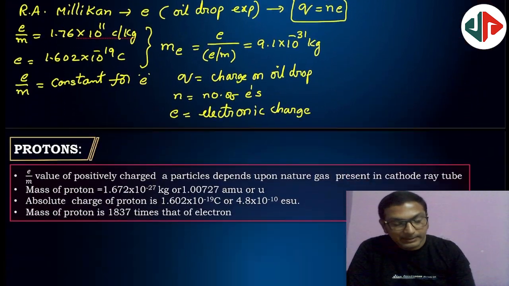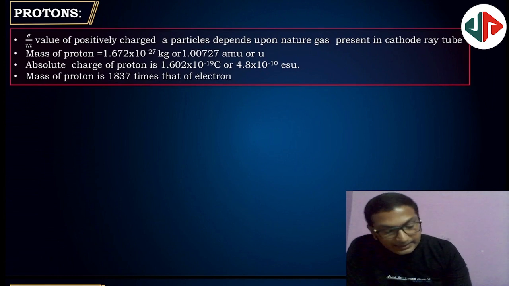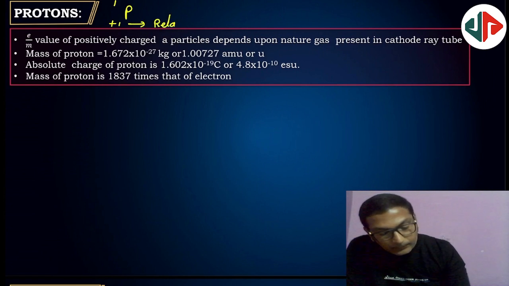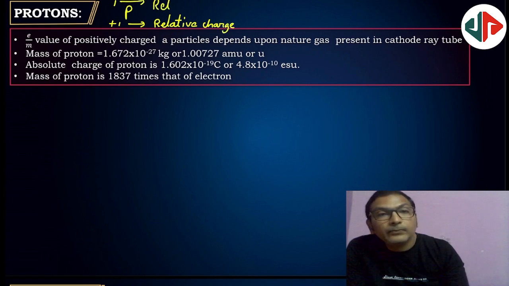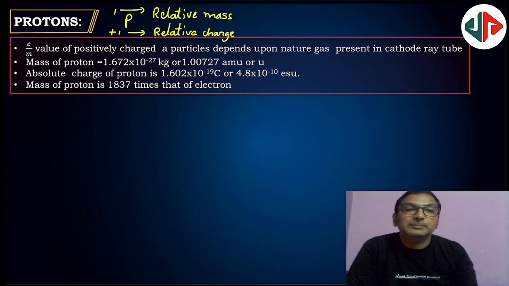Next we will discuss protons. Protons are indicated with P, plus 1 and 1. Here plus 1 is the relative charge and 1 is the relative mass. P, plus 1 and 1. Electron relative charge is minus 1. Proton relative charge is plus 1.